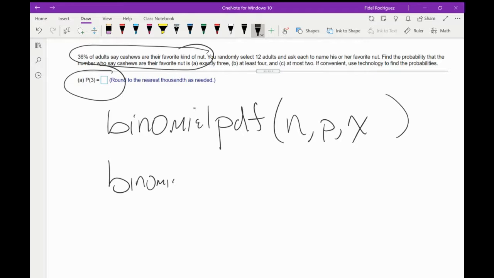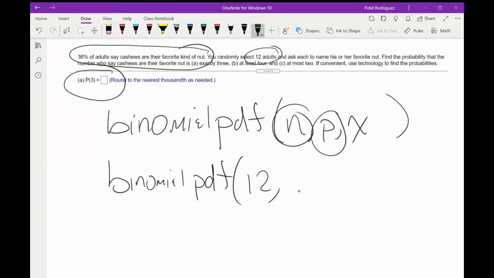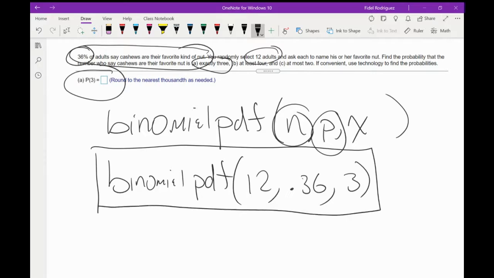We're going to go Binomial Pdf. My n refers to the number of people that we're selecting. We're selecting 12. P is the probability. The probability in our case, 36% as the decimal, y'all, is 0.36. And we're looking for exactly 3 out of those 12. So again, this is how I'm going to enter this in on my calculator, okay?